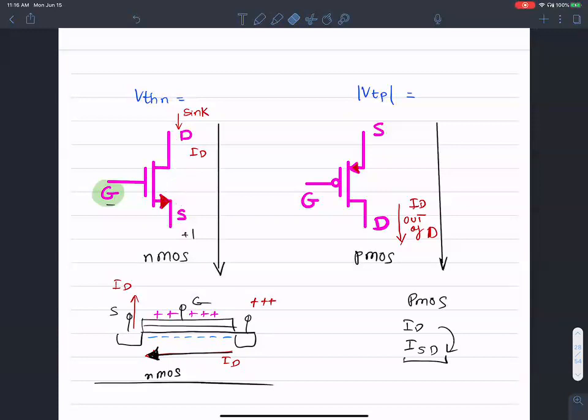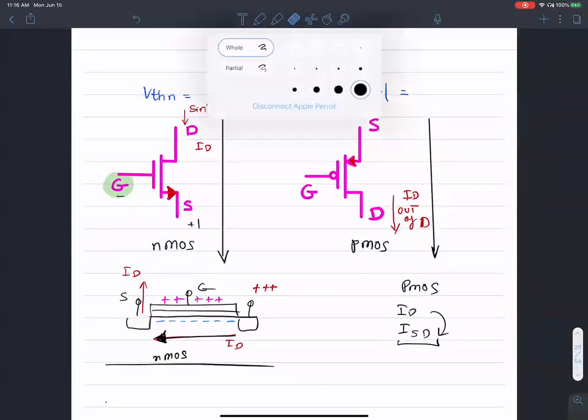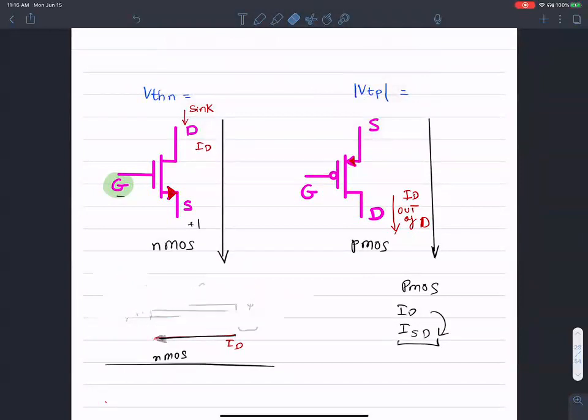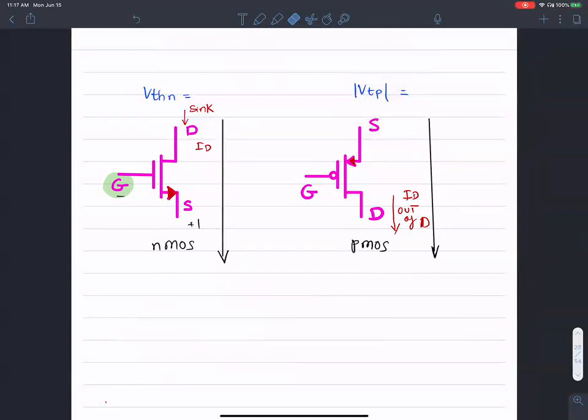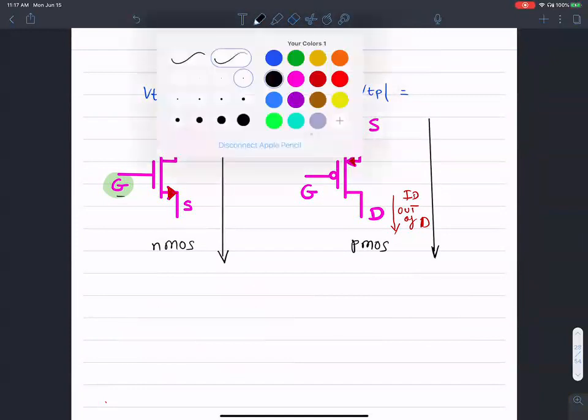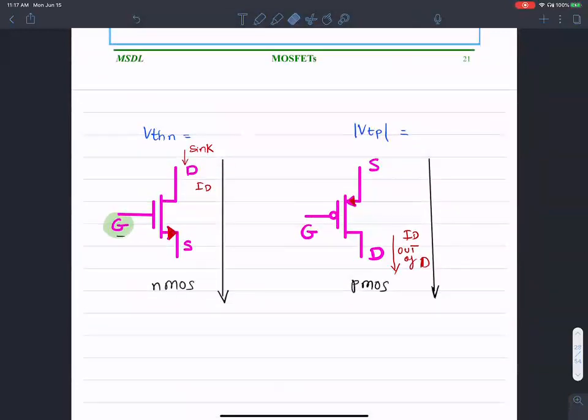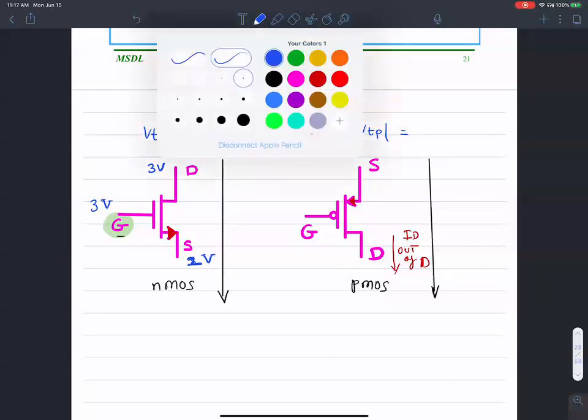So let's see. Let's pick some other values. Let me get rid of this part. I'm going to erase all of this part. Now, let's pick some other values. Let's pick some value for the drain voltage, this guy to be 3 volts. This guy to be 3 volts. And this guy to be 2 volts. And VTN to be 0.5 volts. What can you tell me about the region of operation for this guy?